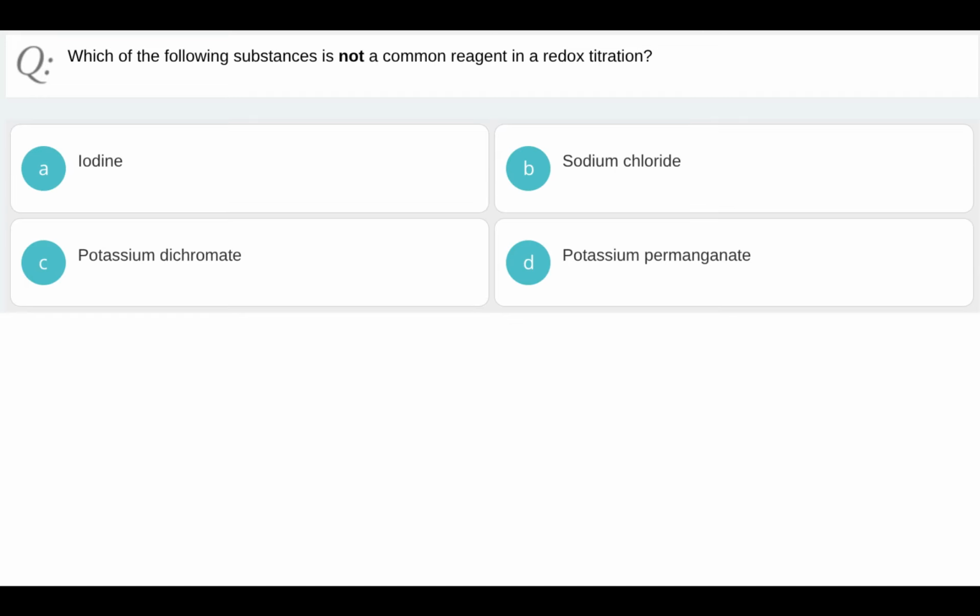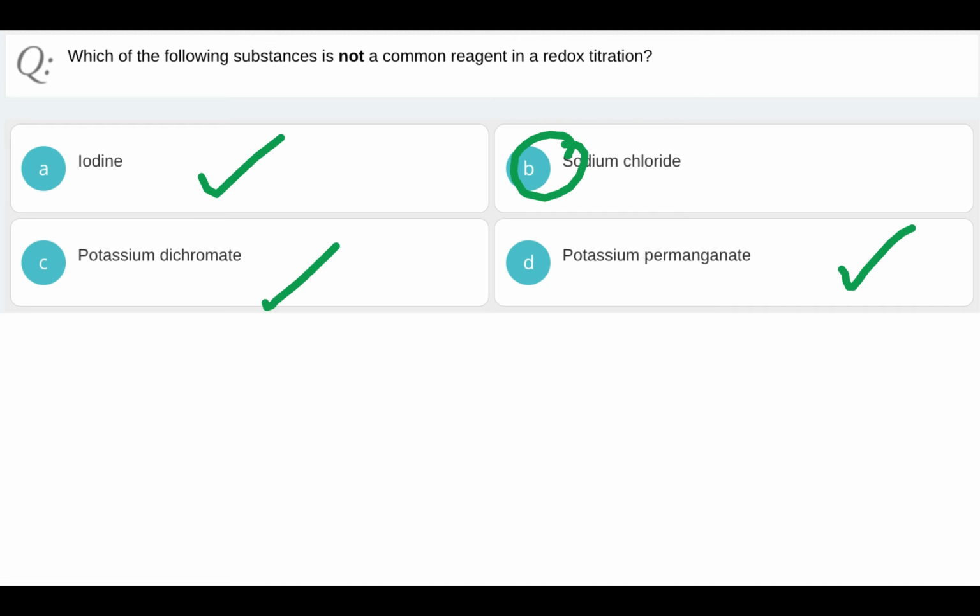The next one, which of the following substances is not a common reagent in a redox titration? So if you've done the redox unit, this I think is more just from experiments and just getting that experience with these type of questions. And you will see iodine come up quite a bit. You'll see potassium dichromate. You'll see permanganate. So when I first saw this question, I did take a guess, and that was going to be sodium chloride. It is one that you don't see that often.